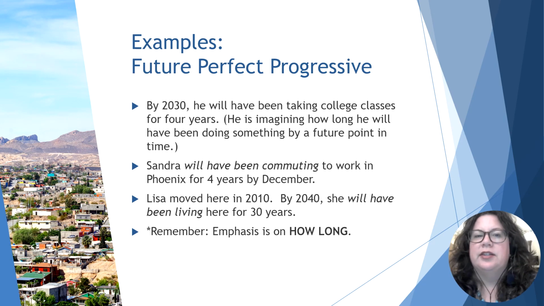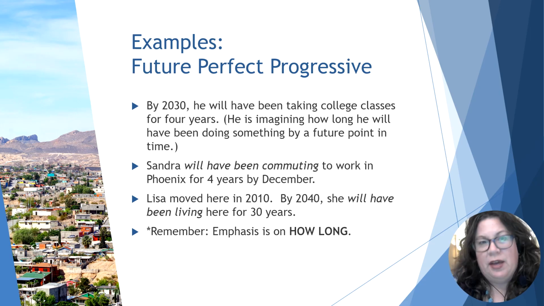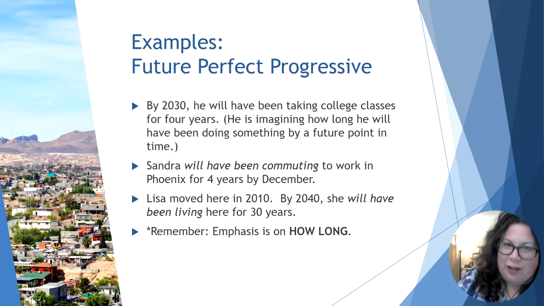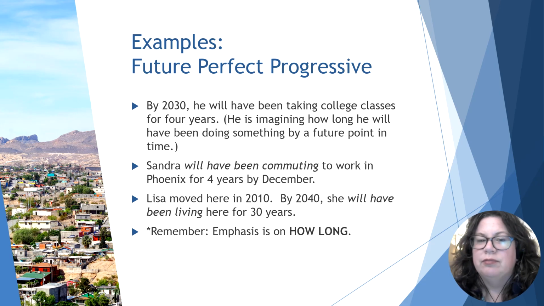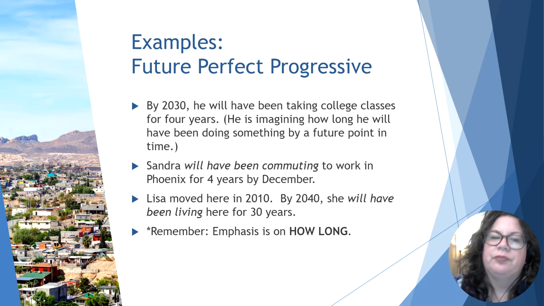All right, let's take a look at some examples. For example, by 2030, so imagining yourself at a future point in time, but thinking about how long you will have been doing something. So by 2030, he will have been taking classes, college classes, for 4 years. So he's imagining how long he will have been doing something by a future point in time. And next example, Sandra will have been commuting to work in Phoenix for 4 years by December. So by December, she will have been doing this for 4 years.